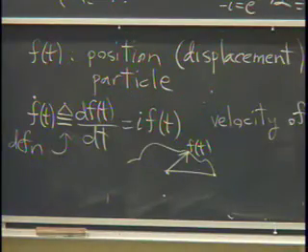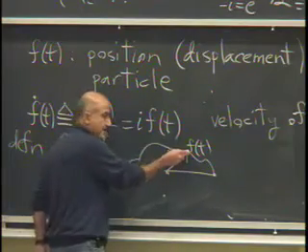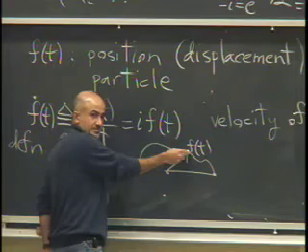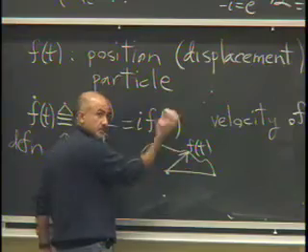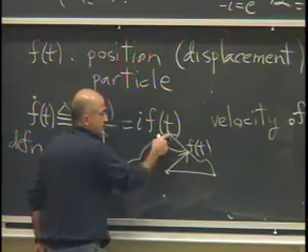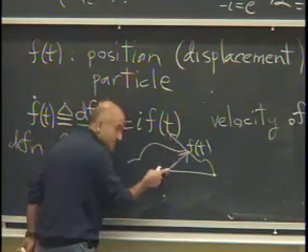If I were to draw its displacement, its velocity, how would I draw it? Tangent to the curve at that point. In which direction? This way or this way? This way, because it makes a positive 90-degree angle. And what's the length of this vector? The same as the displacement length.